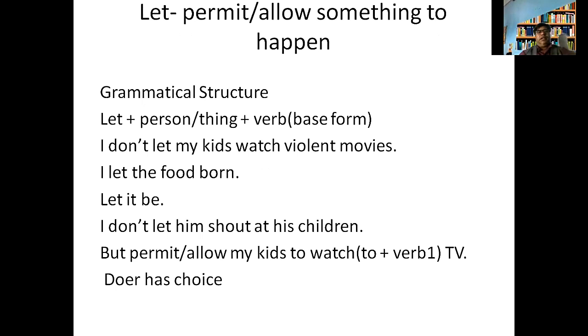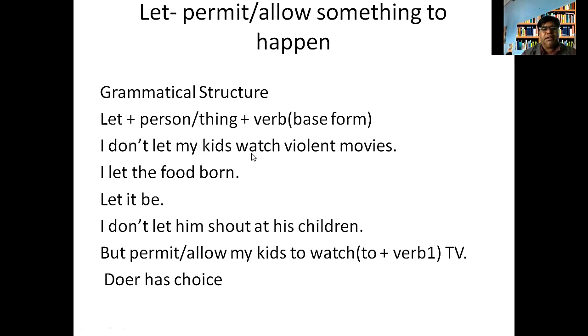So, another causative verb is let. Let is used to permit or to allow something to happen. It means, let's talk about the grammatical structure. Let plus person or thing plus verb, the base form.